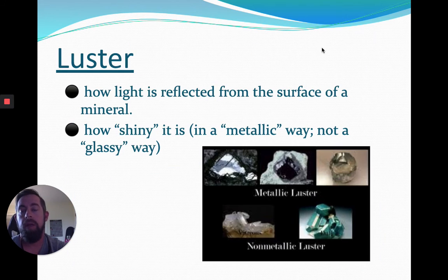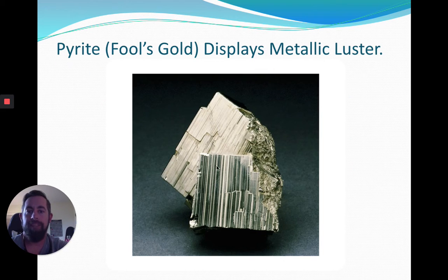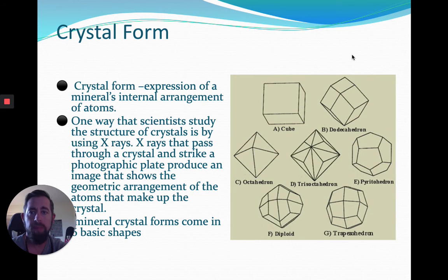Luster. Luster is how light is reflected off the surface of the mineral. If you have something like mica, mica is very glassy and can reflect very easily. Something metallic, like pyrite. Pyrite, fool's gold, also has a very metallic, very reflective surface, and that characteristic is what gives it its name. There's that metallic luster of pyrite, fool's gold. Now, crystal form.